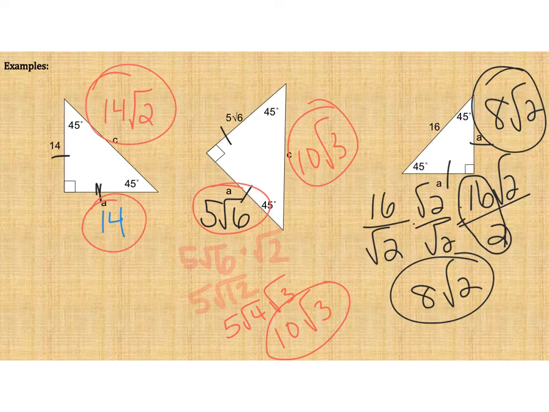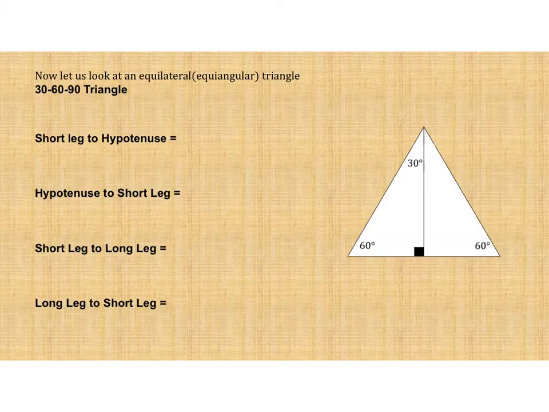So, 45, 45, 90. The rules are the two sides are the same, the two legs. And to get to the hypotenuse, you multiply by root 2. To go backwards, you divide by root 2. Now it's going to get a little tricky. We're going to talk about 30, 60, 90 triangles. Let's look at the equilateral triangle.